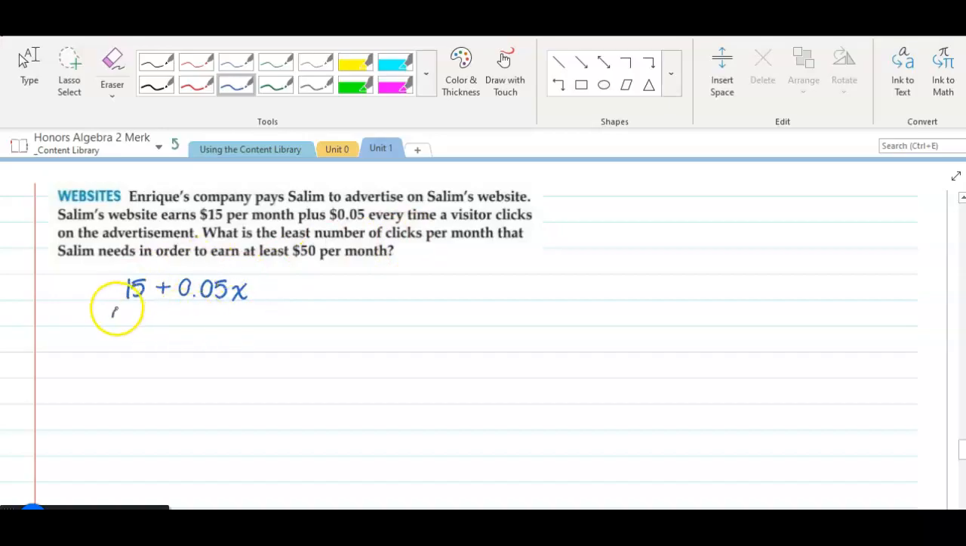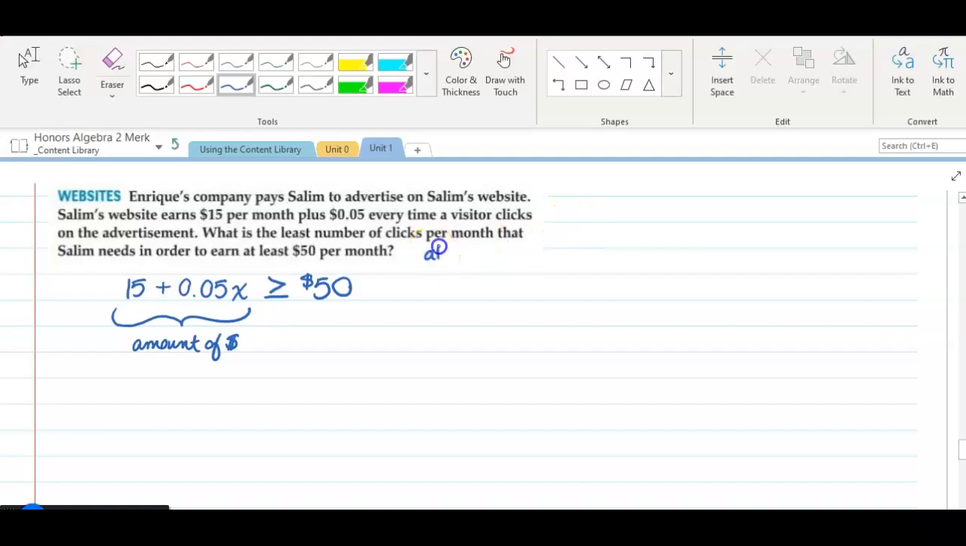And we want this amount, this is the amount of money, to be at least $50 per month. So we need to compare these two. And it's okay to just try with an inequality symbol and see which one works. But think about it too. If you have at least $50 in your pocket, do you have more than 50? Equal to 50? Less than 50? What would you have? You might have exactly 50 or more than 50.